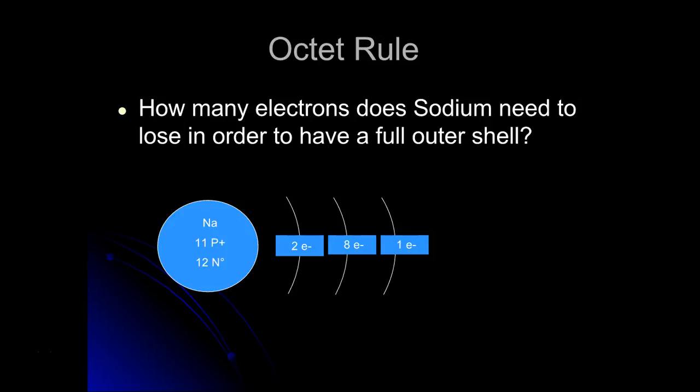So how many electrons does sodium need to lose in order to have a full outer shell? Well, we've talked about sodium having 1 electron in that outer shell, so it needs to lose that 1 in order to be happy. If it loses this 1, its next shell is already full, and then it will be happy.